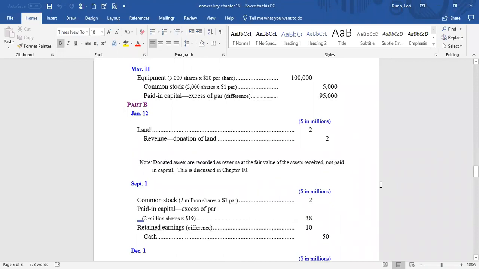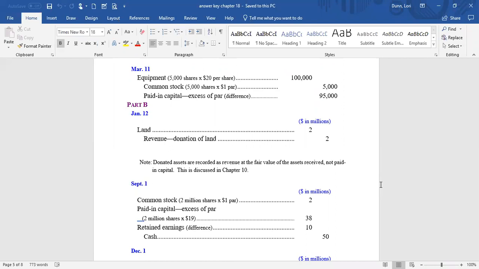In the second journal entry, they're purchasing back the common stock to retire it. They're going to retire it. They will debit common stock for the 2 million shares that are being retired. And we know that because they're debiting the common stock account for $2 million. So it's 2 million shares times $1 par value.